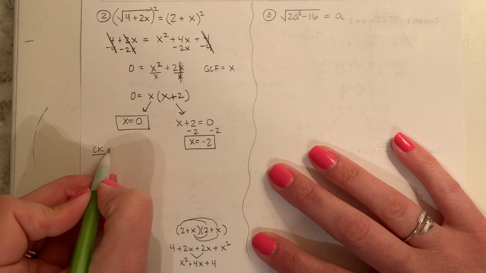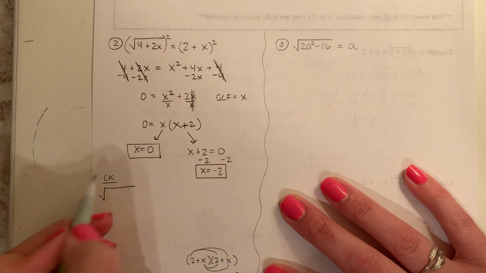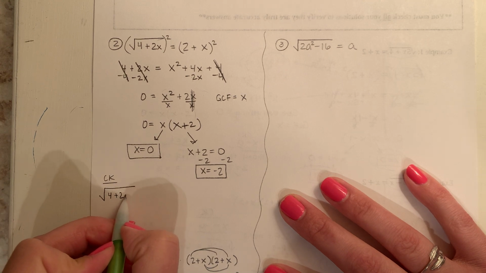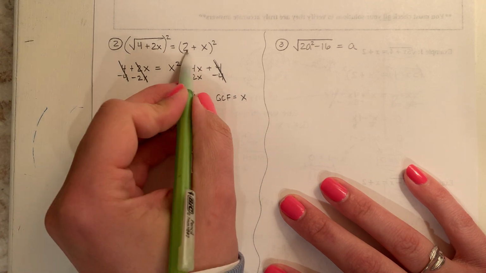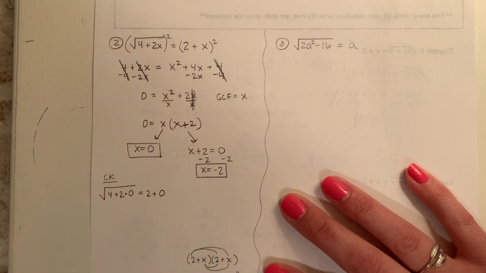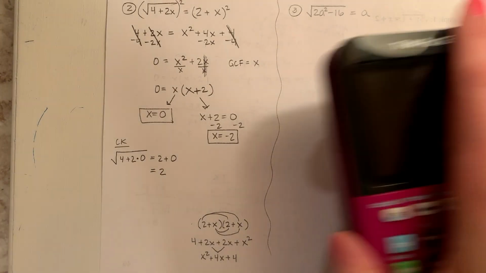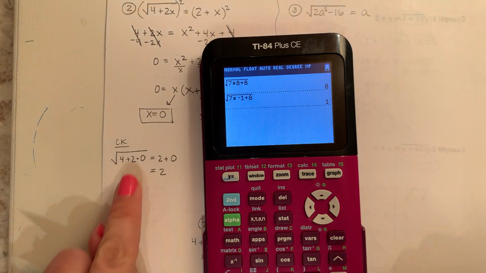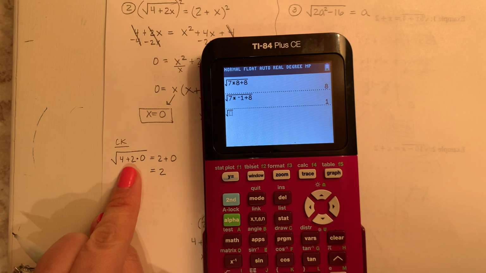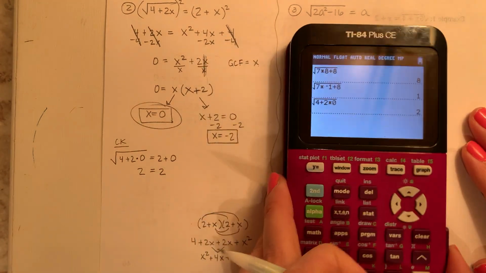All right, let's check both of them. So if I check x equals 0, putting this back into the original, I've got square root of 4 plus 2 times 0 equals, and then I had 2 plus x, so that's 2 plus 0. Okay, now we know the right hand side, 2 plus 0 is 2. So we're hoping that the left hand side is also 2. So square root of 4 plus 2 times 0, and I get 2. Okay, so that answer is good. Let's check the other one.